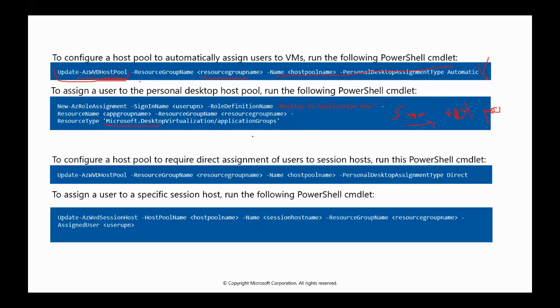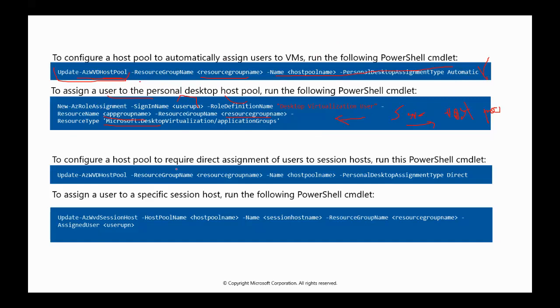Okay, so what I need is to add the user name Sarah to that application group name and the resource group name. This way I automatically assign Sarah to this specific host pool.